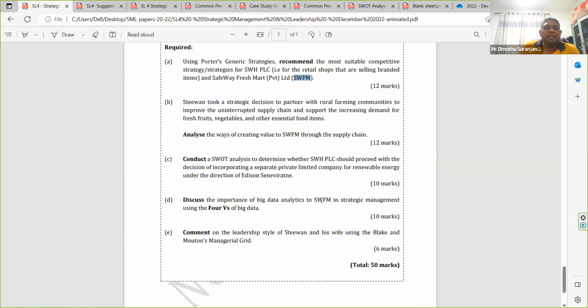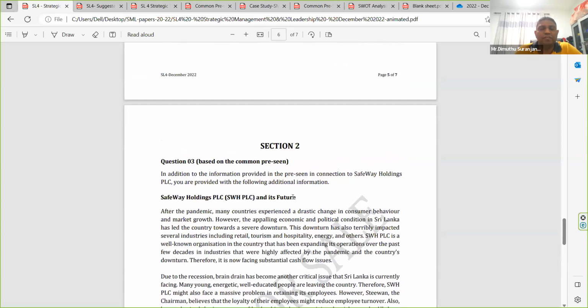Right. Then part C is to conduct a SWOT analysis to determine whether Established PLC should proceed with the decision of incorporating a separate private limited company for renewable energy under the direction of Edison Seneviratne. This SWOT analysis should be conducted for establishing the separate private limited company for renewable energy under the direction of Edison Seneviratne. So 10 marks. Now, as you have suggested, there are a few points here. Your weakness is struggling in finance. So you can extract from the unseen part also.